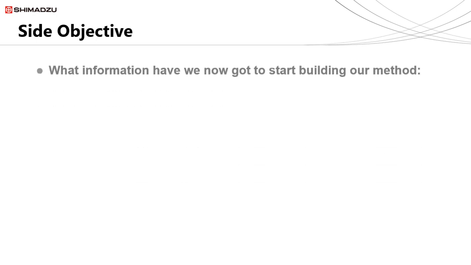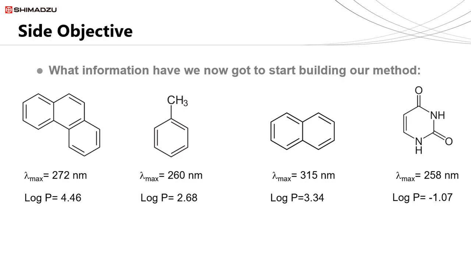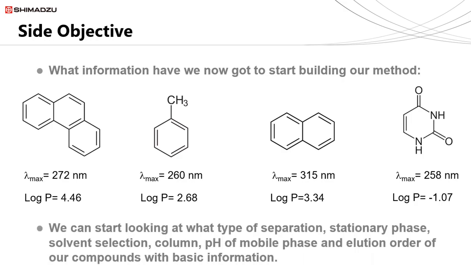We started today's session stating that we have given you information which allows you to start building a method. What can we start with? Well, our compounds have chemical properties. These can either be determined by research or experimentally. The maximum wavelength and partition coefficients are two such properties. From these, we can establish if our compounds can be seen with a UV detector. We can also start to predict elution order using the log P results.